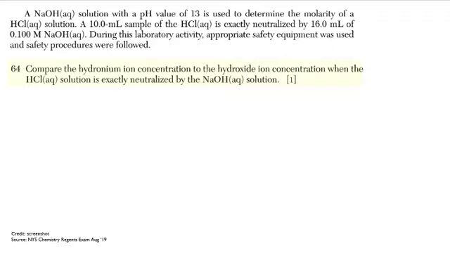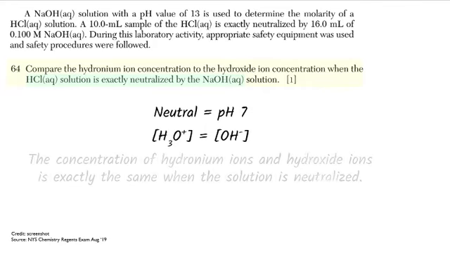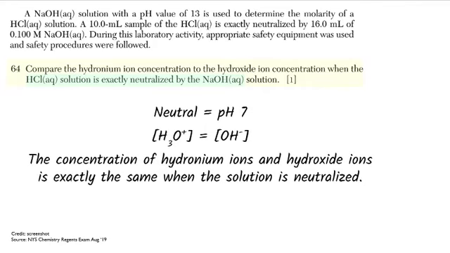64, compare the hydronium ion concentration to the hydroxide ion concentration when the solution is exactly neutralized. This is kind of like a trick question. When the solution is exactly neutralized, that means the pH is 7, which means that the hydronium and the hydroxide ion concentration are going to be exactly the same. So the concentrations are equal when the solution is neutralized. I didn't have to do anything fancy at all.